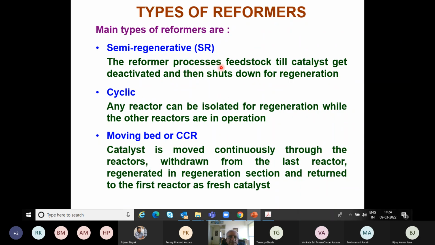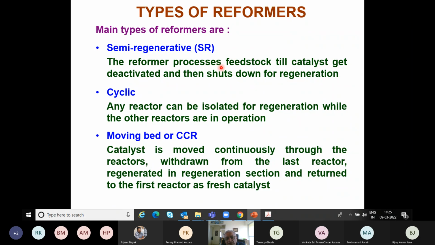What I mean by fixed bed is that the catalyst is loaded in the reactor and it stays there. And then after 5 years, we remove the catalyst and fill new catalyst. And we regenerate the catalyst in situ, while the catalyst is sitting in the reactor.